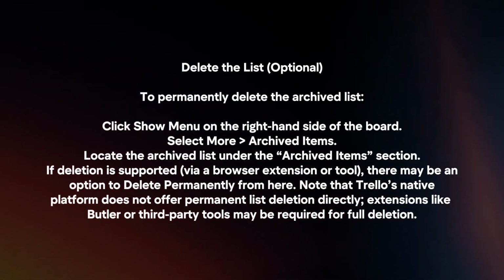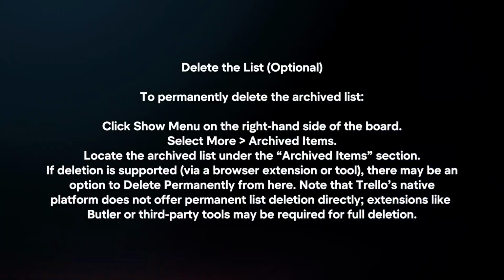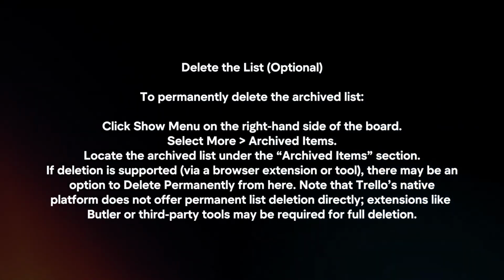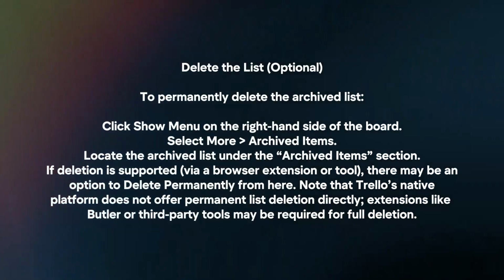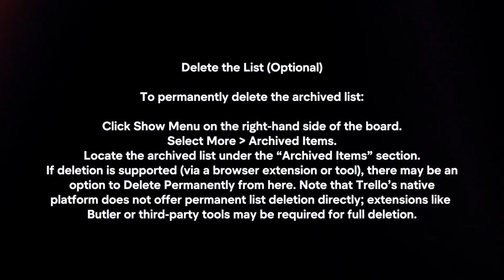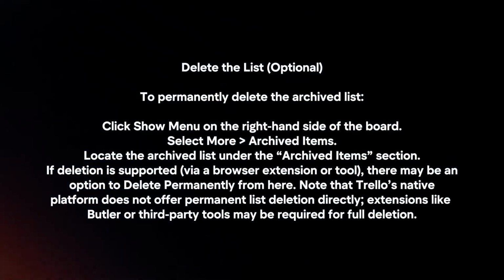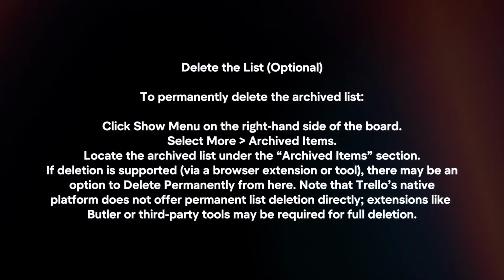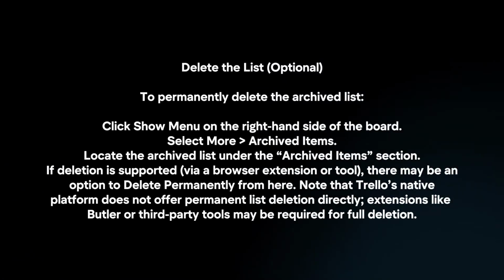Delete the list. To permanently delete the archived list, click Show menu on the right-hand side of the board. Select More Archived Items. Locate the archived list under the Archived Items section. If deletion is supported, there may be an option to delete permanently from here.